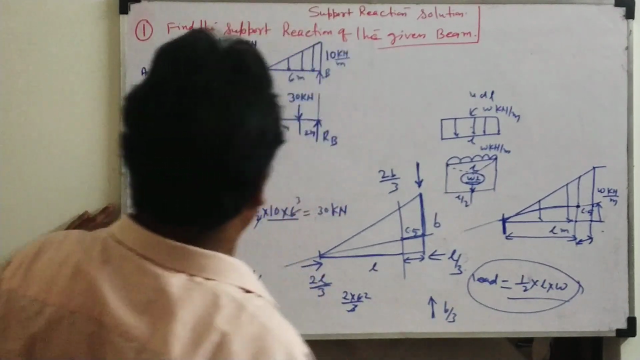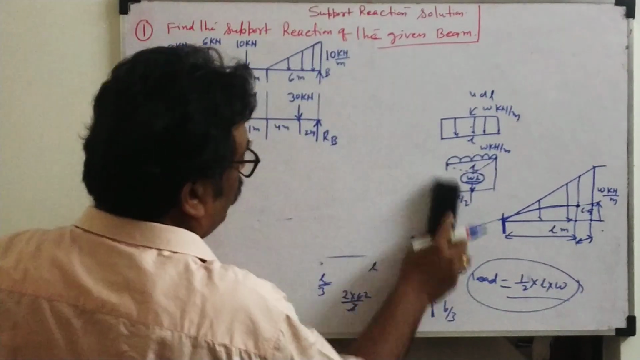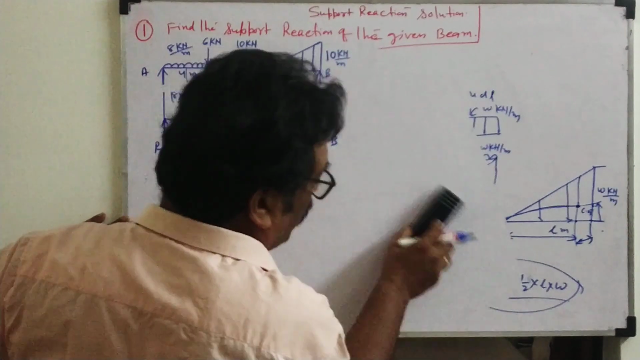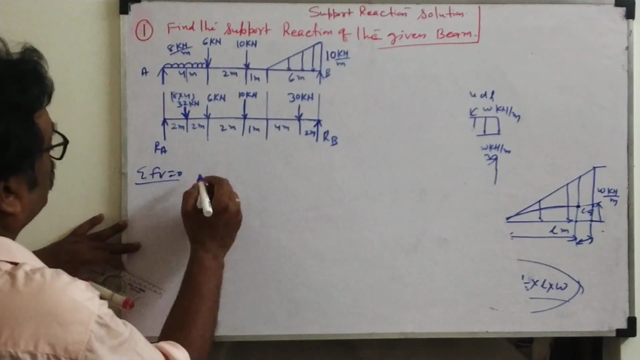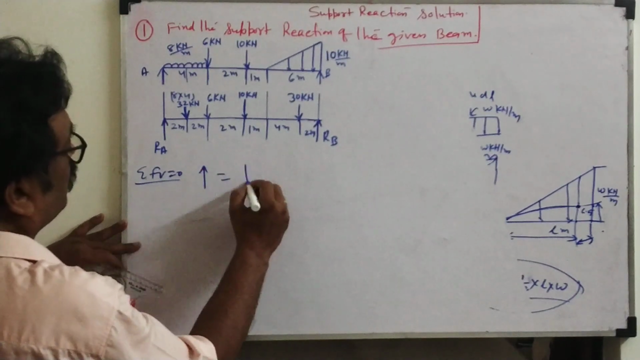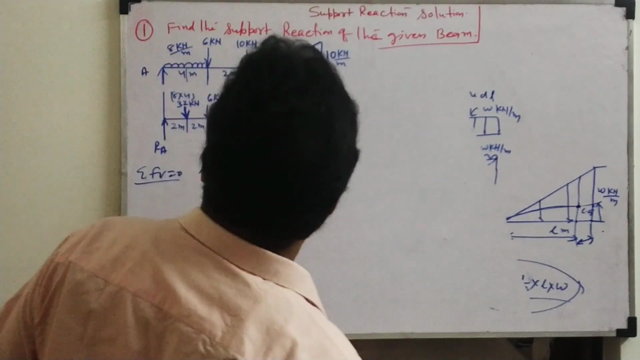Now our simple problem. What will we do in this simple problem? Write the two equilibrium equations. Sigma F equal to 0. Total upward force equal to total downward force. What is the upward force?